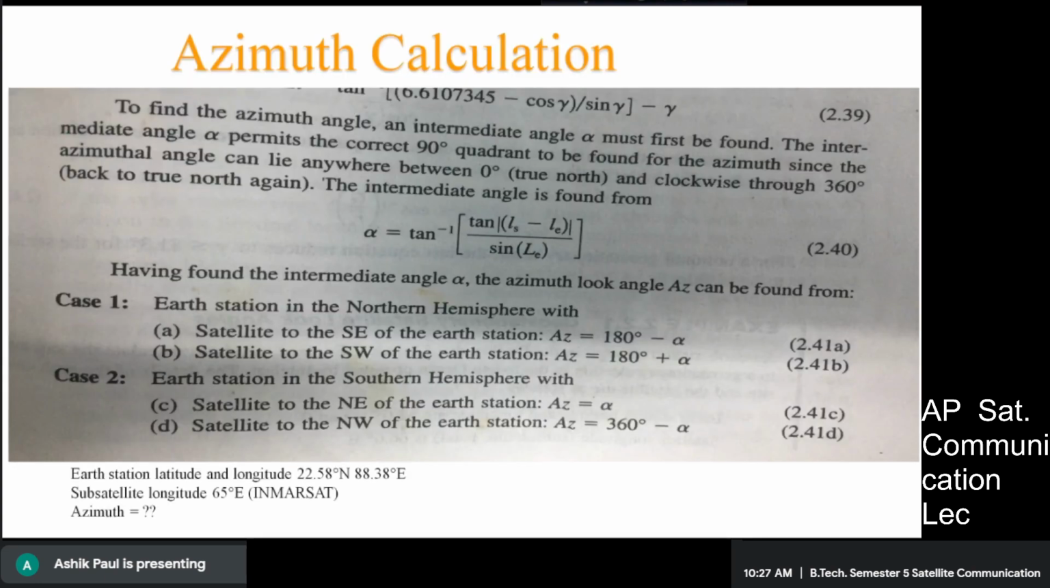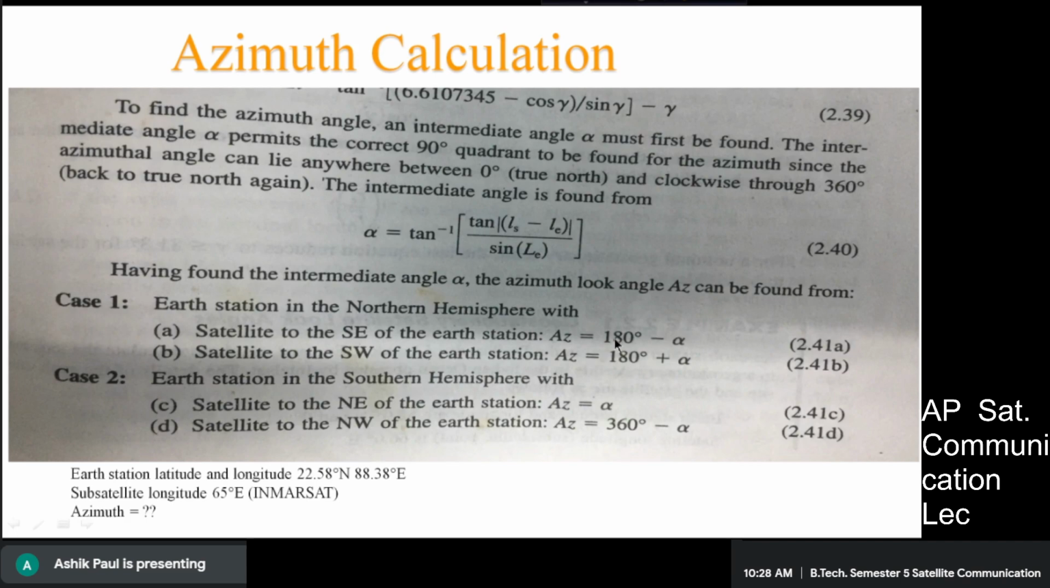Now, calculation for azimuth is a little bit more involved, and there you have to calculate an intermediate angle before you can go ahead and find out the value of azimuth for that satellite. And depending on the value of that intermediate angle, you have to consider whether your Earth station is in the northern hemisphere or in the southern hemisphere. And if in the northern hemisphere, then the satellite could either be southeast or southwest of your station.